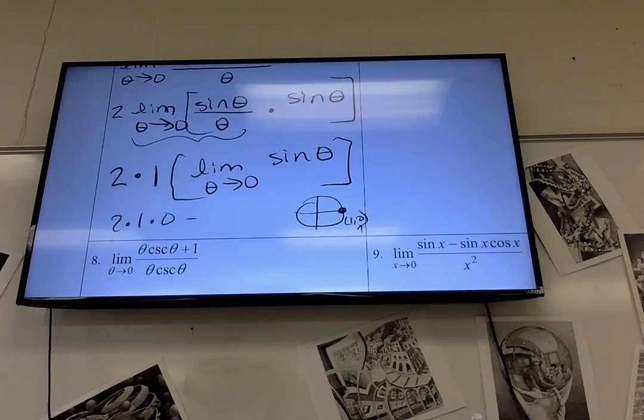Wait, sine's the X. Y. Oh, I pointed to y, but I said x. Yeah. So it's still 0. Right. 0. Okay.